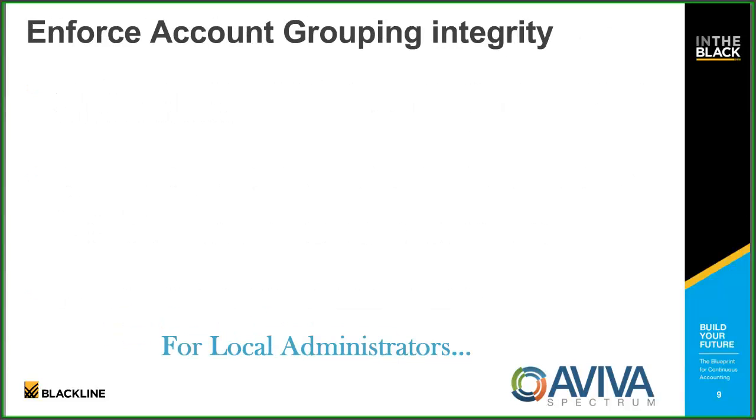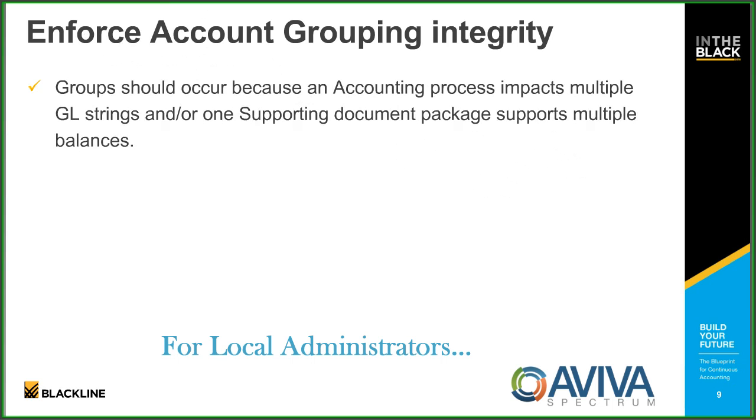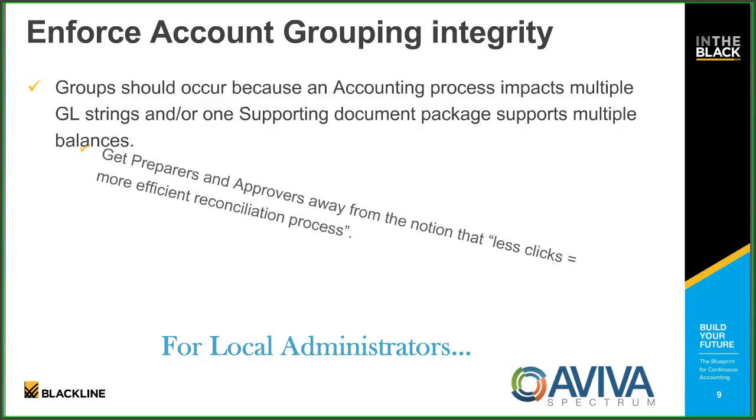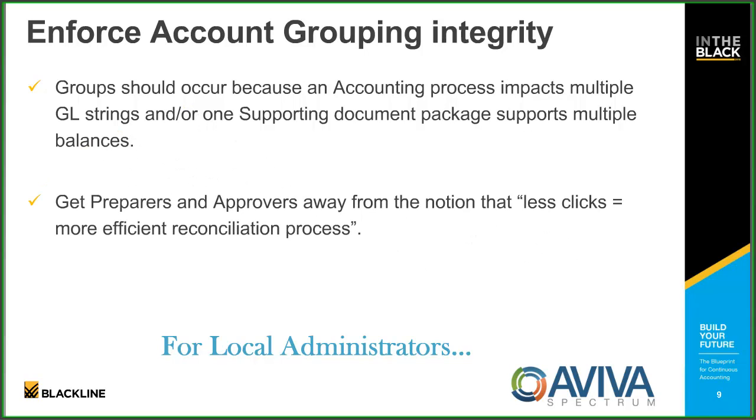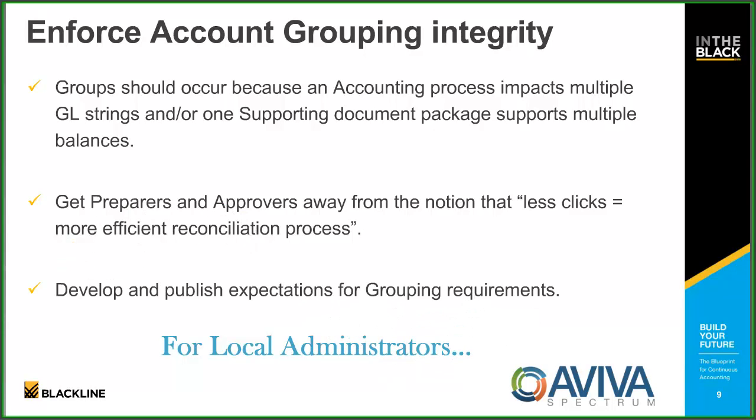Now I wanted to talk about an item that is near and dear to the auditors in the audience, which is enforcing account groupings and the integrity of those groupings. So the groups occur because of an accounting process. There's a GL string, etc., like a certain prepaid set of accounts. But for preparers and reviewers, or preparers and approvers, doing the right account groupings gives them the capability of doing fewer clicks and being way more efficient in the reconciliation process.